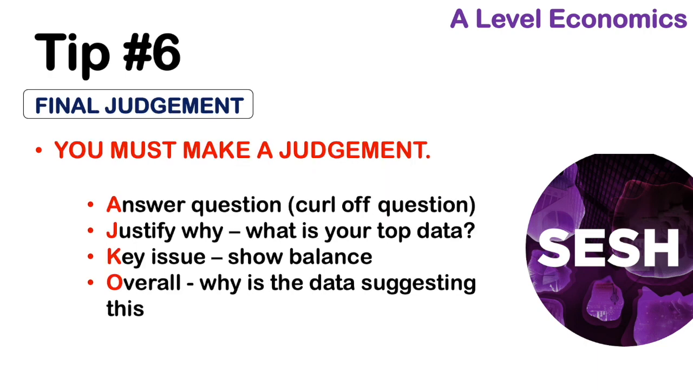Let's move on. Tip number 6, final judgment. You must make a judgment. You have to make a judgment. You have to do an AJKO at the end because you need to come up with if you think the data suggests X or doesn't suggest X. Which is it? So answer the question, parroting the precise wording of the question. Then justify why. What is your top data of those 3 we discussed? Then show some balance. What's the key issue? Just quickly. And then overall come back over the top. Why is the data suggesting this? Why are you going with that line of argument?